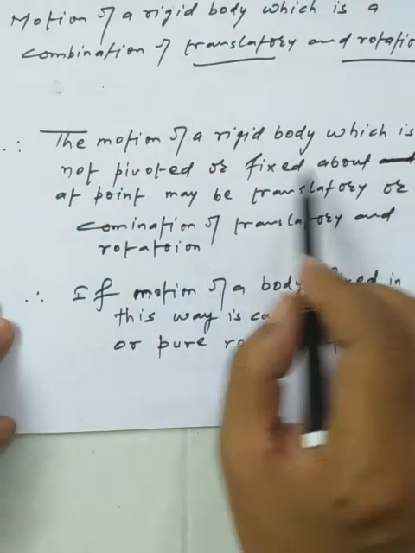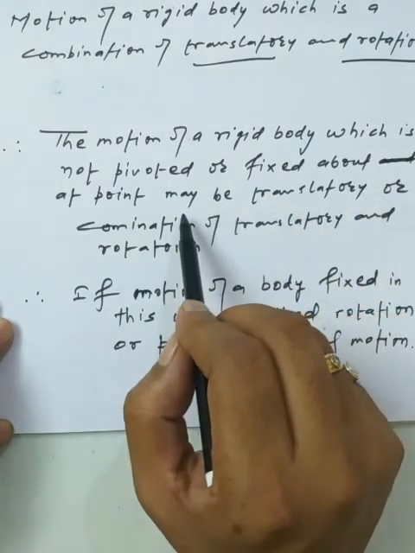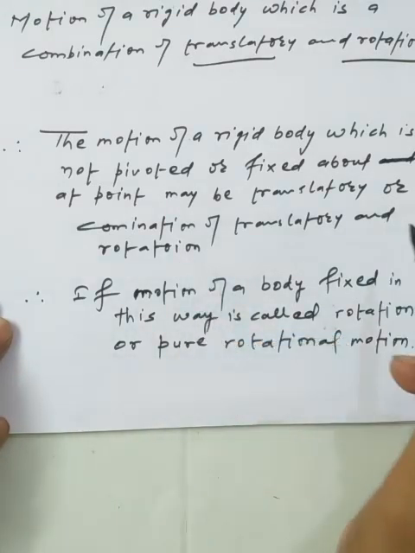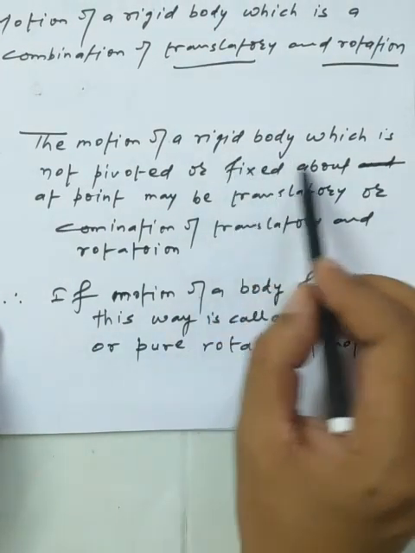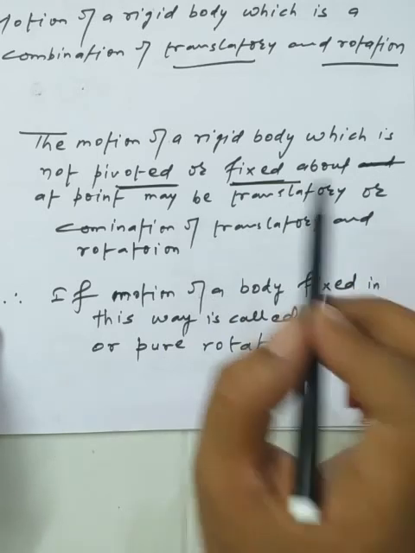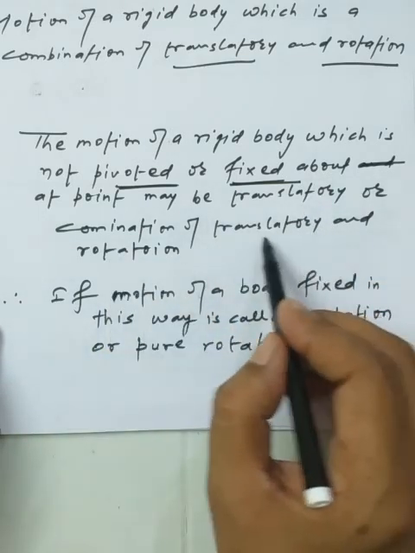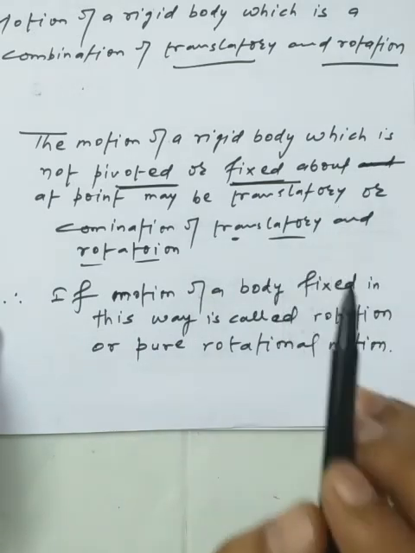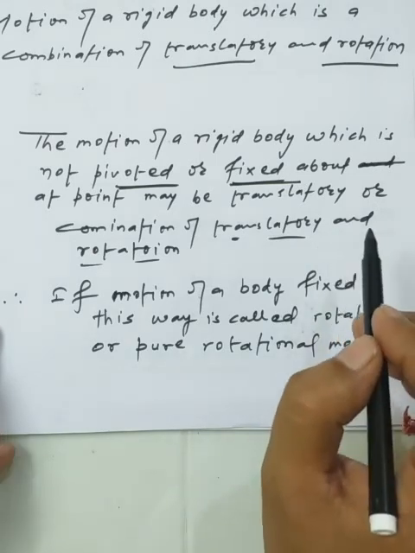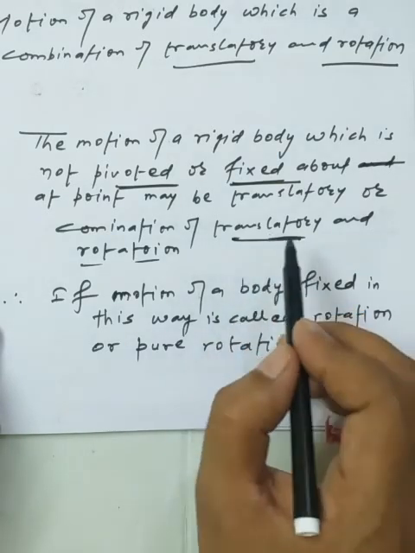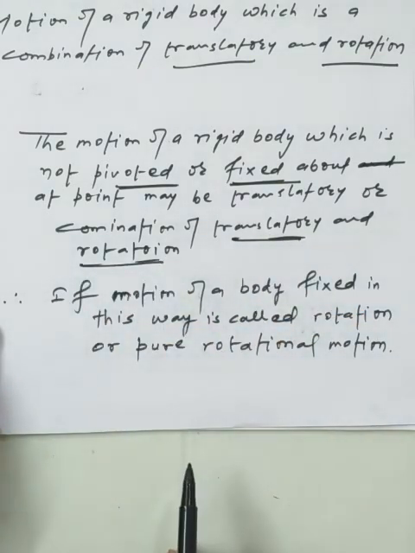The motion of a rigid body which is not pivoted or fixed about a point may be translatory or a combination of translatory and rotation. So this is the conclusion we have discussed here. The motion of a rigid body which is not pivoted, that is, it is not fixed across any axis, may be translatory or a combination of translatory and rotation. If it is pure translatory, all the particles have constant velocity. If it is translatory with rotational motion, all the particles have different velocities.